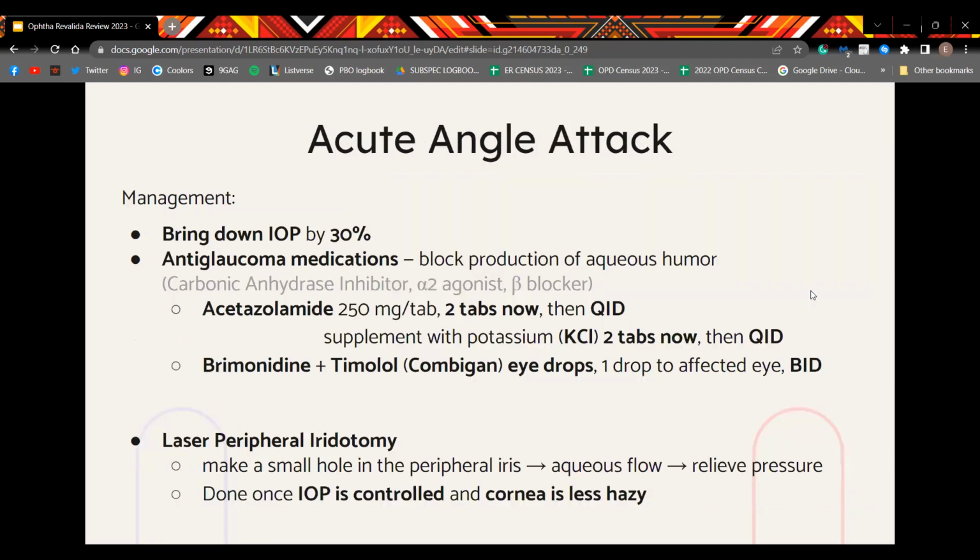So management acute angle attack, important to bring down the intraocular pressure by 30%. And this is done with anti-glaucoma medications, no? So the aim of the anti-glaucoma medications would be to block the production of aqueous humor. This is done by giving the patient acetazolamide and brimonidine plus timolol or Combigan. So acetazolamide is given 2 tablets now and then QID.